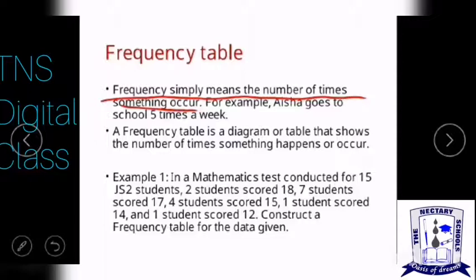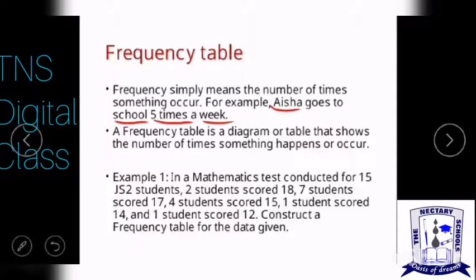Very good. For example, Aisha goes to school 5 times a week. The word 5 times there is telling us the number of times Aisha goes to school in a week. I hope you get that. Now, what do we now mean by frequency table? A frequency table is a diagram or table that shows the number of times something happens or occurs.